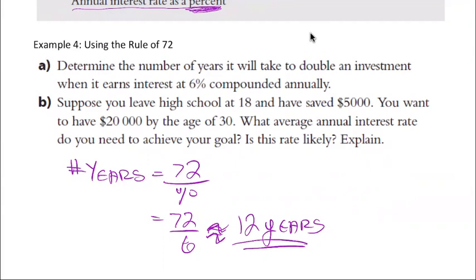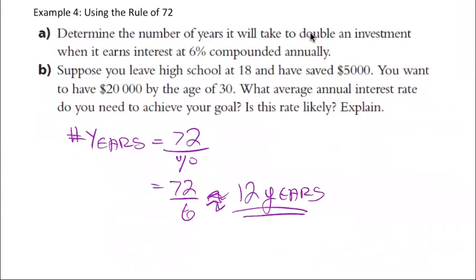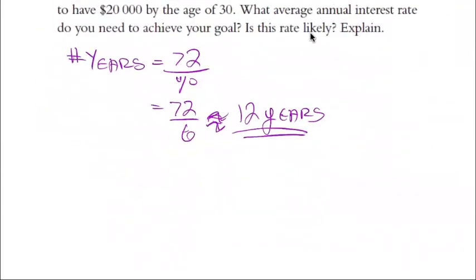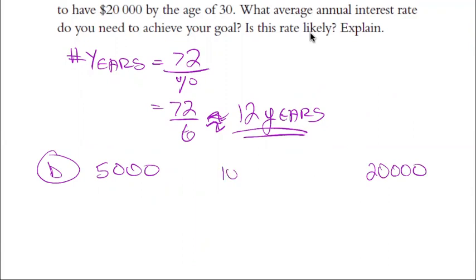Question B, suppose you leave high school at 18 and you have saved $5,000. You want to have $20,000 by the age of 30. What average annual interest rate do you need to achieve your goal? And is this rate likely? Question B, you have $5,000 right now, and you want to end up with $20,000, which is a couple of doubles, right? 5,000 to 10,000, 10,000 to 20,000.